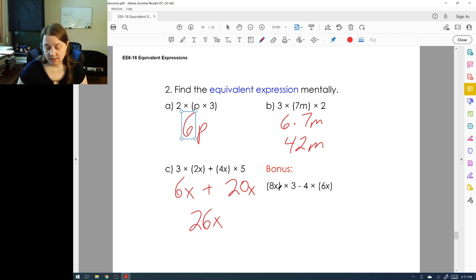For our final one, 8x times 3 is 24x, minus 4 times 6x, 6 times 4 is 24x. 24x minus 24x, nothing.